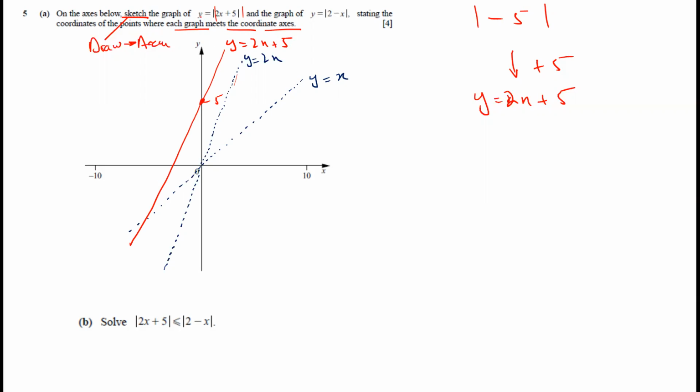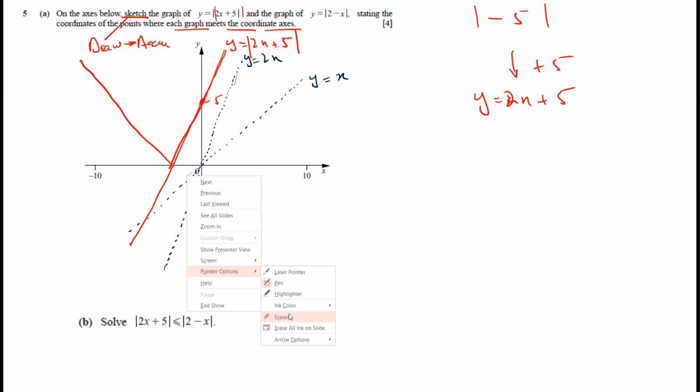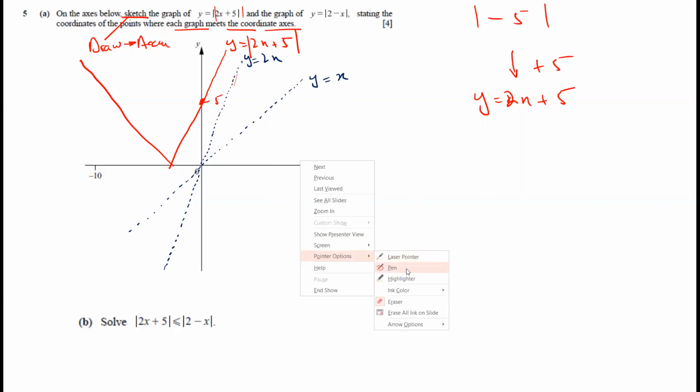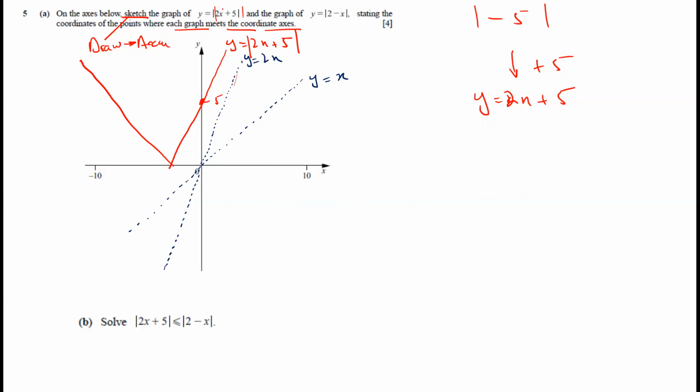Now because this is in absolute, it cannot be a negative number. So from here, it will move up again. This red line is actually your y equals absolute 2x plus 5, and we won't be having anything on the negative side, because even a negative number that goes into an absolute comes out positive. So this V is actually your y equals absolute 2x plus 5.